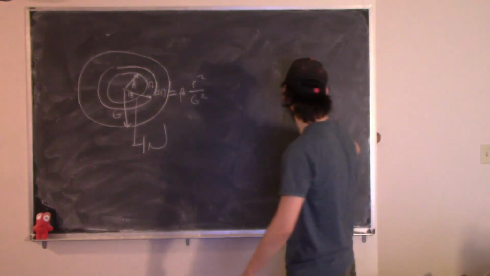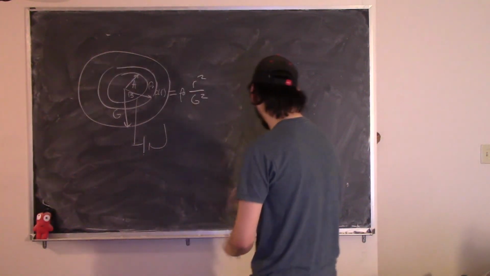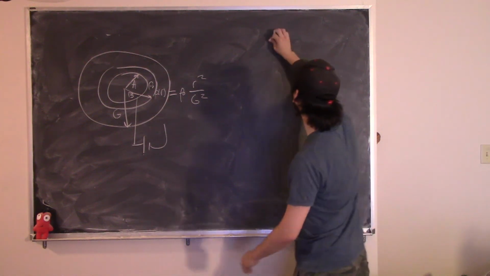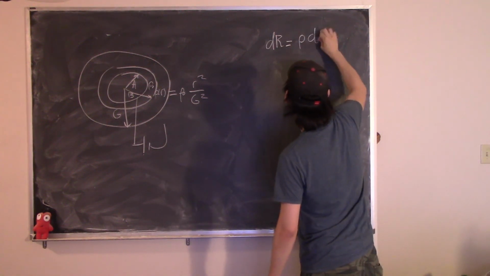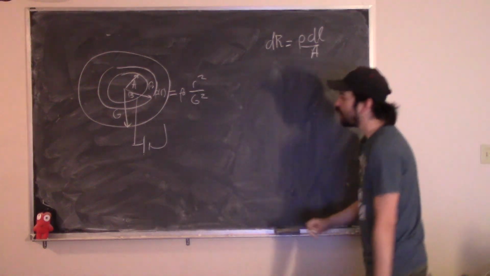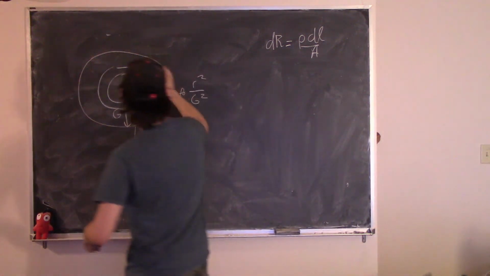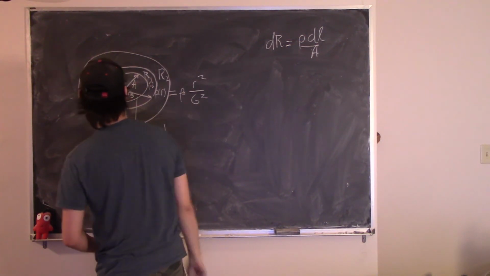So previously I was starting with microscopic Ohm's law and deriving everything through. But for this one, I'm actually just going to say that dR is equal to rho dL divided by A. And so what I want to do here is say that there is some resistance R1 here and some resistance R2 here.